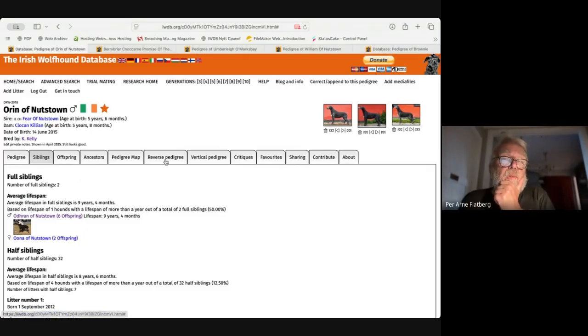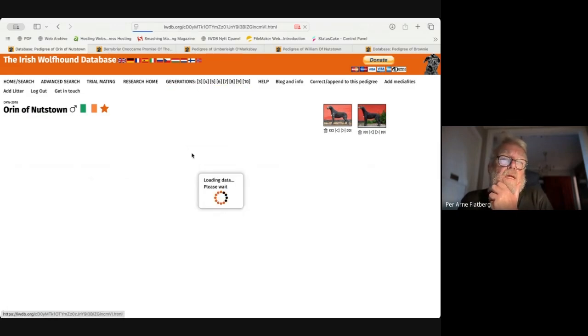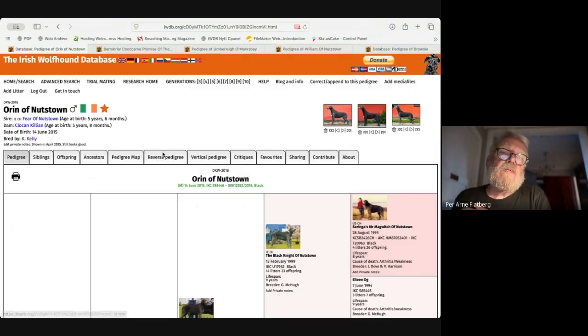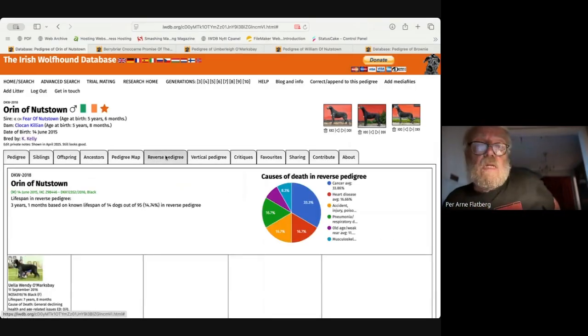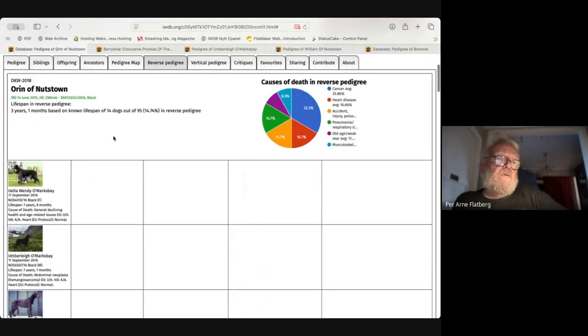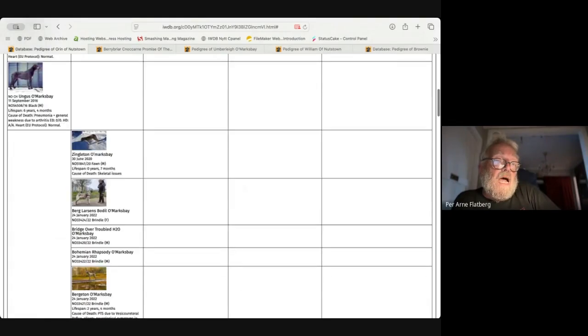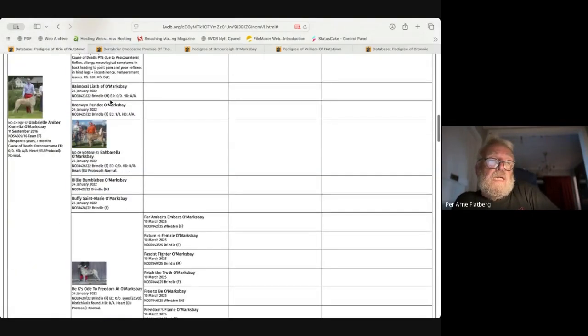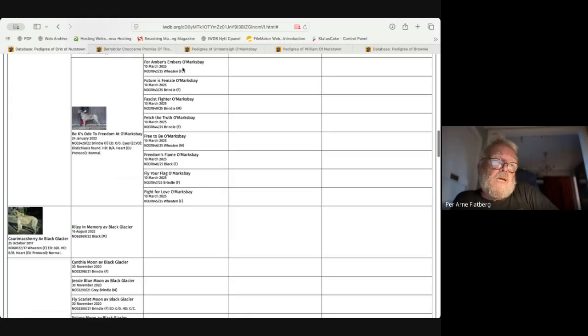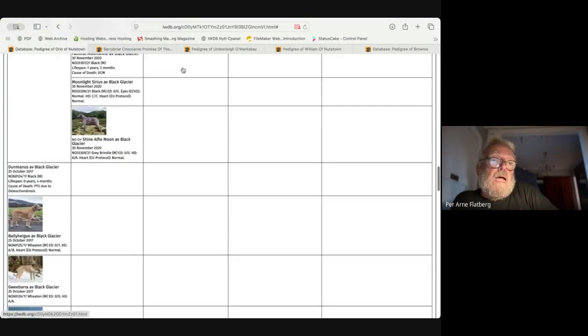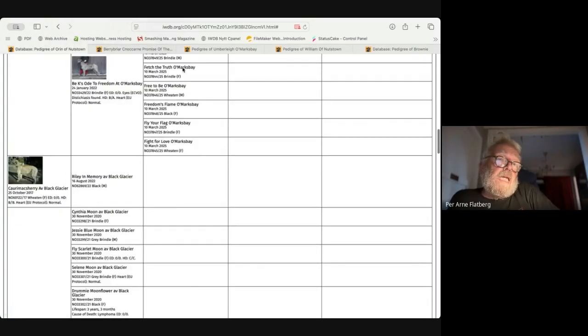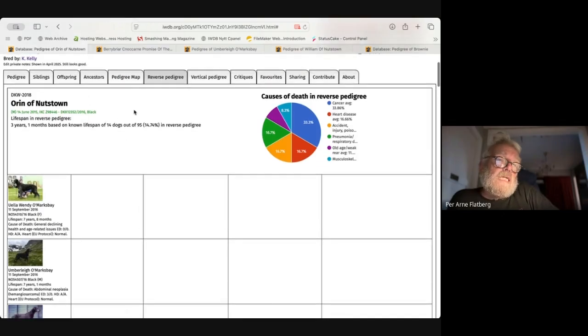Okay, we have also 2 tools that are, I think, underused. We have the reverse pedigree, which shows the descendants of this dog in the first column here, and the grandchildren in the second column, and the great-grandchildren in the third column, and so on. So you can actually see, okay, what has this sire given?